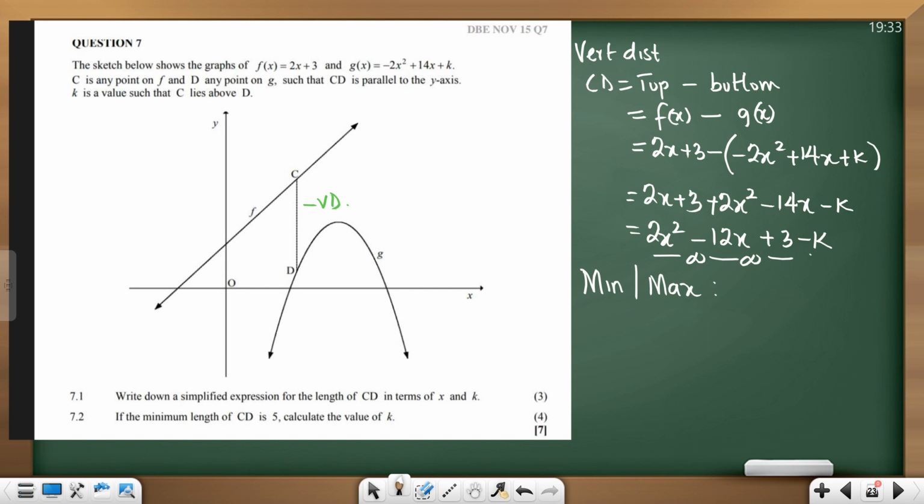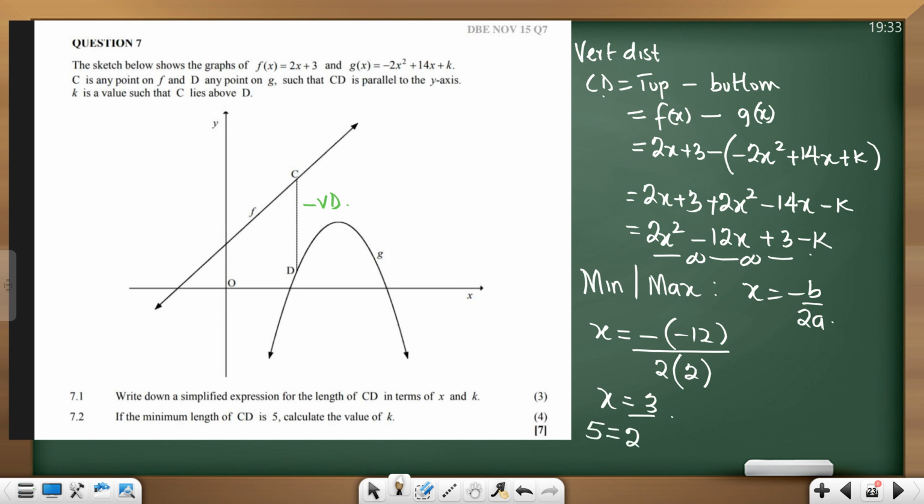Guys, do you notice 2x squared minus, that's a quadratic expression. Minimum and maximum, x will be equal to what? Minus b over 2a. Let's find the value of x. What is our b? Negative 12. What is our a? 2. What is the value of x? 12 over 4. 3. x equals 3.